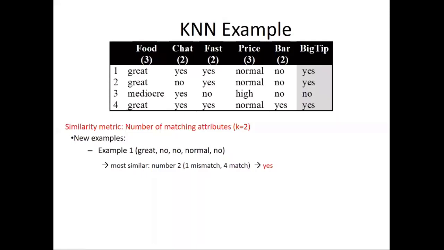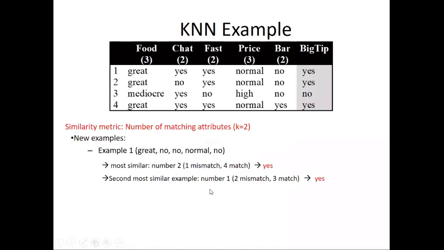See, in KNN, it always starts with the first example. So the next closest match is example number 1. There also, 2 mismatch, 3 match. So that is the next closest match to this given example. And what is the label for the first example? Yes. Have you understood? So we have found two neighbors close to our new data, and the label is yes. So big tip is yes for this example.